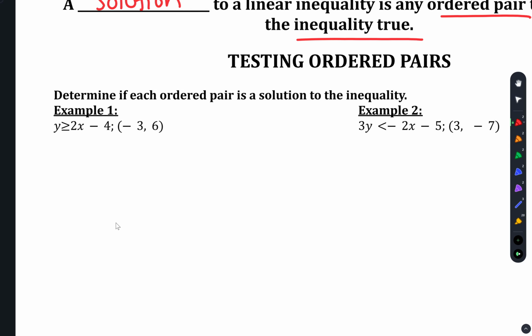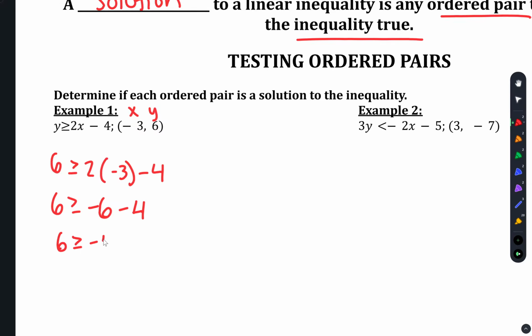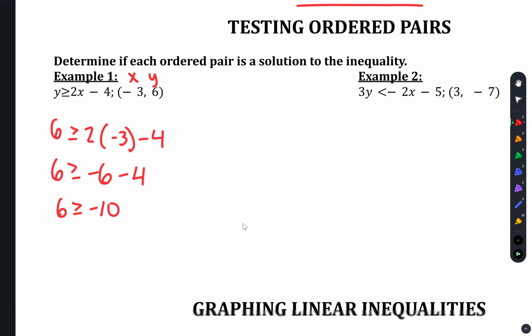I'm going to do this example exactly like the ones that we just did on the board. I'm going to take the point (-3, 6). I know it has an x value and a y value. I'm going to plug in the x value and the y value. y is 6, 2 times -3 minus 4. And I'm going to simplify. Is 6 greater than -10? Yes. So we say yes, (-3, 6) is a solution.